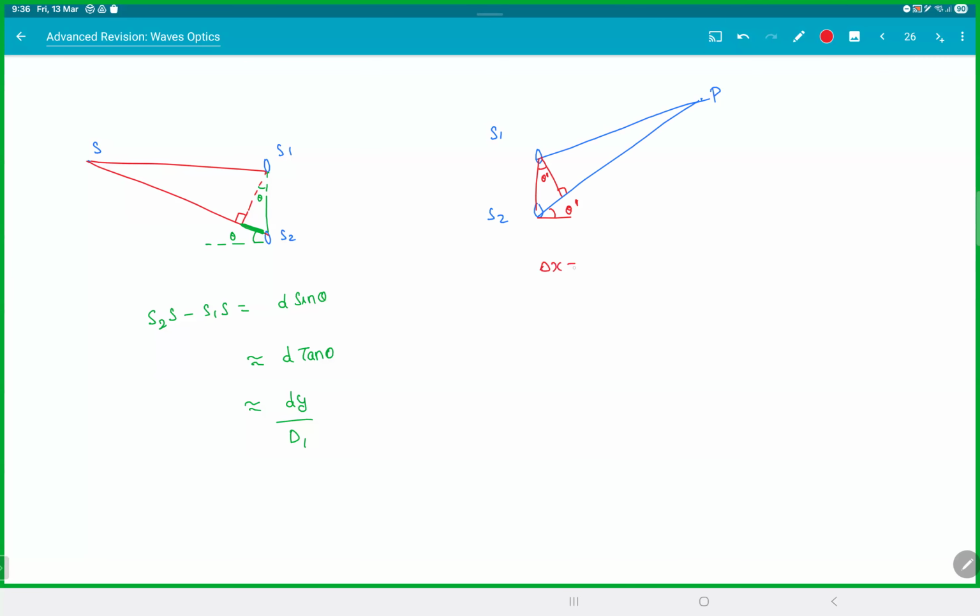So here the path difference S2P minus S1P is d sin theta dash. For small angles, we can write this thing as d tan theta dash. And this will be dx by capital D2. Make sense? So just separate them, treat them like two YDSEs on left and right.